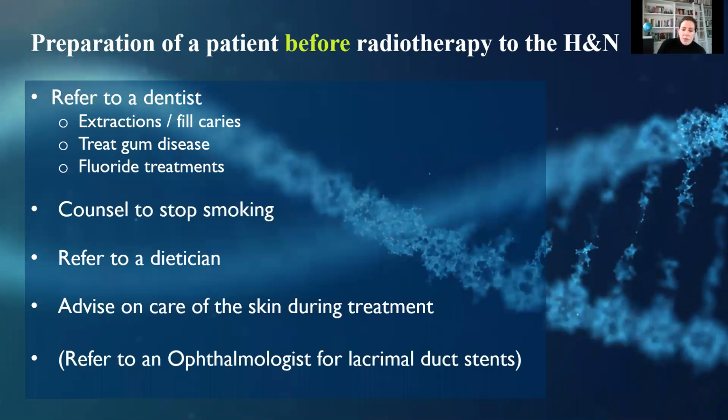What is very important when it comes to minimizing side effects for patients who are receiving radiotherapy to the head and neck is that you start preparing before you treat them. They have to be sent to a dentist. All extractions must be done before, at least 2 weeks before the radiotherapy starts. If they don't need extractions, rotten teeth, the holes must be filled. You treat the gum disease, you give fluoride treatments. You tell them to stop smoking, which is very important.